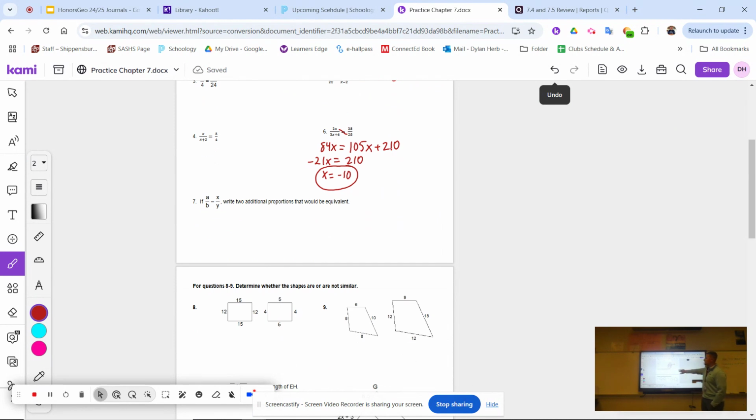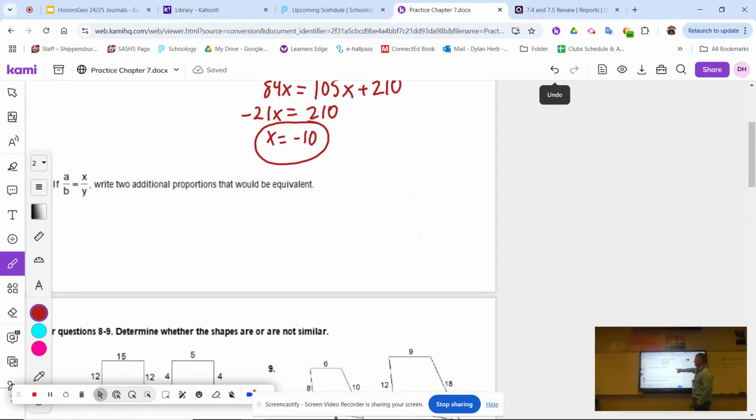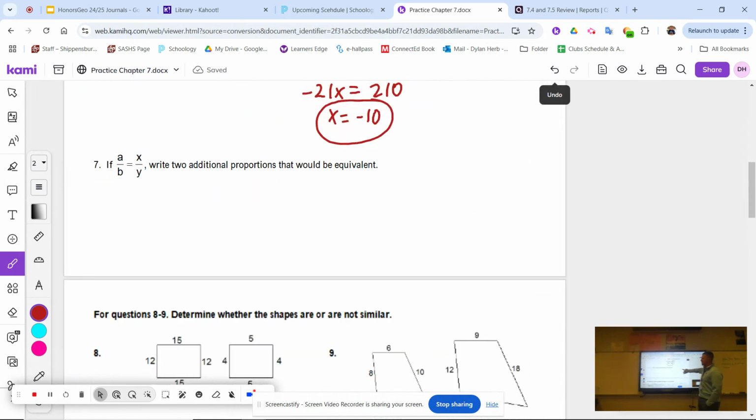Number 7 says write 2 additional proportions that would be equivalent to that one. So you're just rewriting with a, b, x, and y so that your cross products will still be the same. So if you look here, the cross products will be a and y will be grouped together, and b and x will be grouped together. So as long as I write a proportion where that happens, it's going to be equivalent to the one that's already written here.